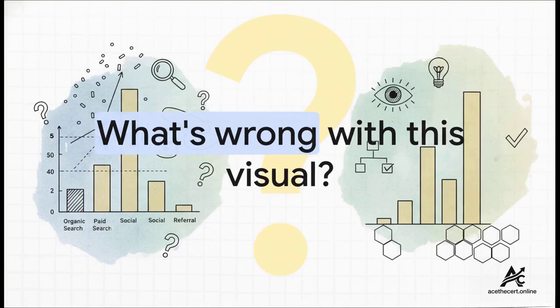All right, have a look at this chart. What's wrong with this picture? I mean, at first glance, it looks like organic search traffic is just destroying the competition, right? It looks massive. But is that what's really going on here? Is the visual telling the truth?